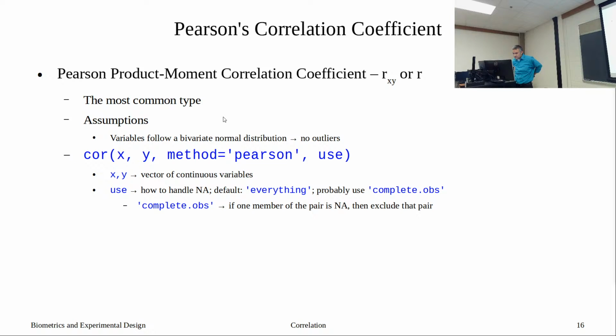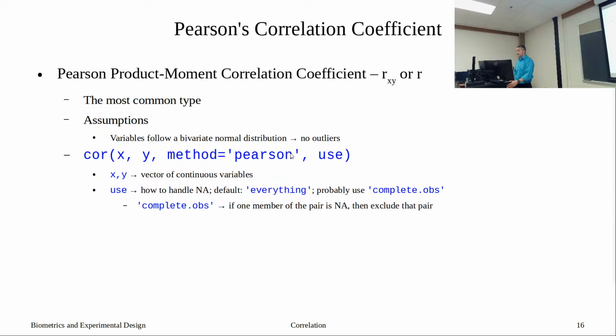All right, Pearson's is the most common type that you'll see. This is R, lowercase r. As I said, the assumption is that they're normally distributed and that we have no outliers. So how do we calculate it? Use the function cor, for correlation. We give it one variable, we give it our second variable, and we say method equals Pearson, which is the default.